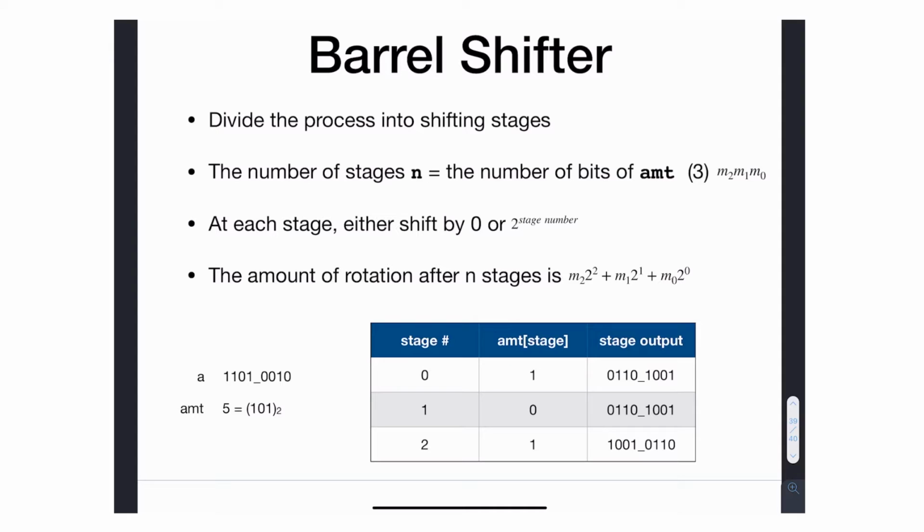My very first shift stage, I'm going to just take a look at this one in here. Let me highlight it. Since it's a 1, at each stage I either shift by 0 or 2 to the stage number. Since it's not a 0, I need to do a shift. The amount of shift I need to do is 2 to the stage number. This stage is stage 0, so I need to shift by 1. Shifting by 1, and let's keep it that we're doing a right shift like before.